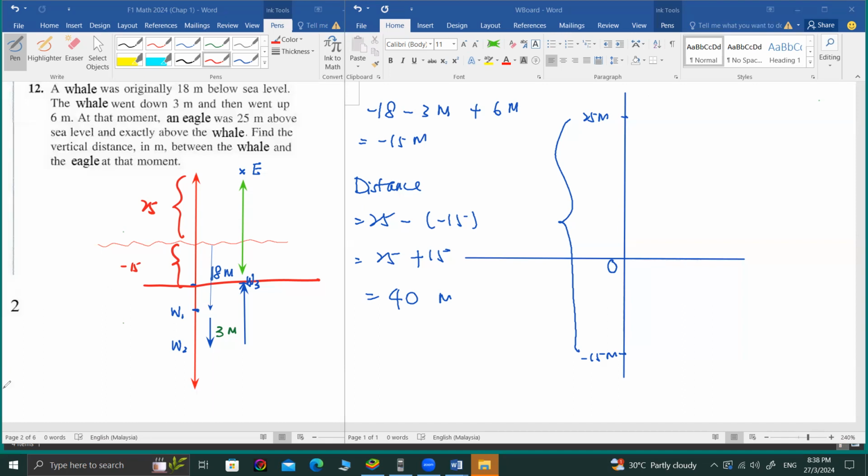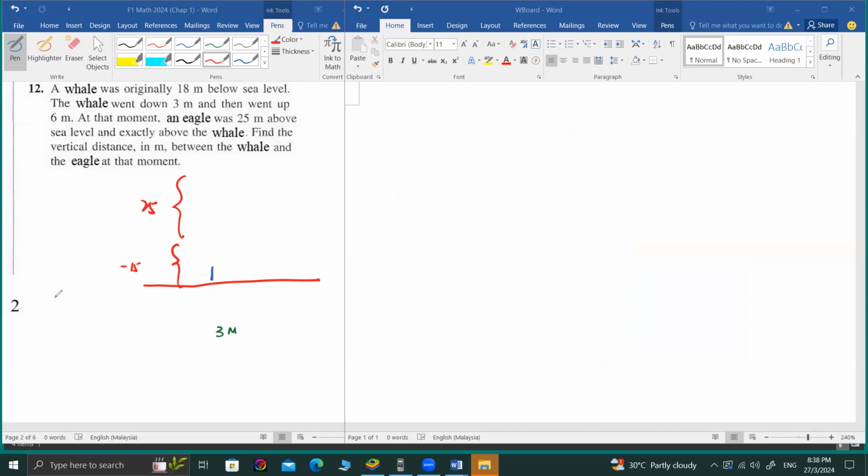Okay, so listen to me, I ask you one question, class. If you are here, your friend is here, what is the distance between you and your friend? What is the distance between you and your friend? 7. 7 means how? Big minus small, okay? Big minus small.